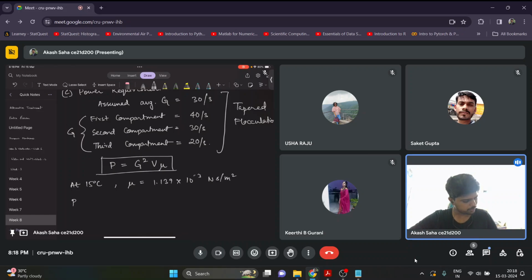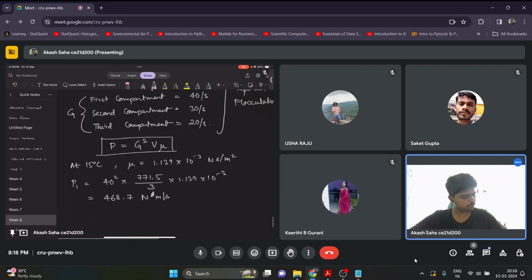So my P1 for my first compartment will be equal to 40 square into total V, which was 771.5. Since three compartments are there, divided by 3, into 1.139 into 10 to the power minus 3. So my P1 will be 468.7 Newton meter per second.